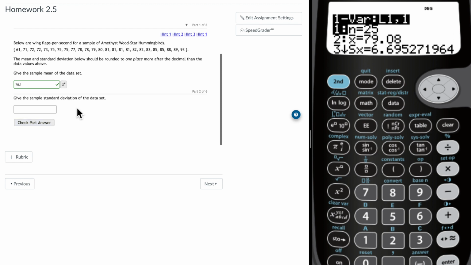And for the standard deviation, same thing. We're going to go 6.7 here.